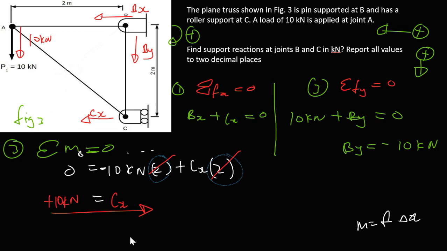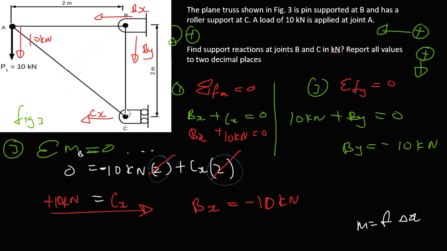Now you have Cx. If we can get Cx, we can get Bx. So we just say plus Cx, the 6 we just got, now is going to be 10 kilonewtons, equals 0, and then we have Bx here, and from here we can again transpose to the other side. We have our Bx equals negative 10 kilonewtons.